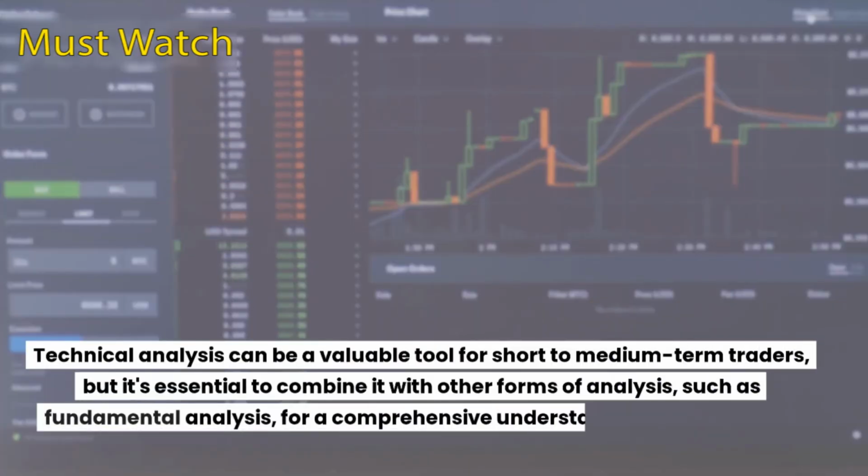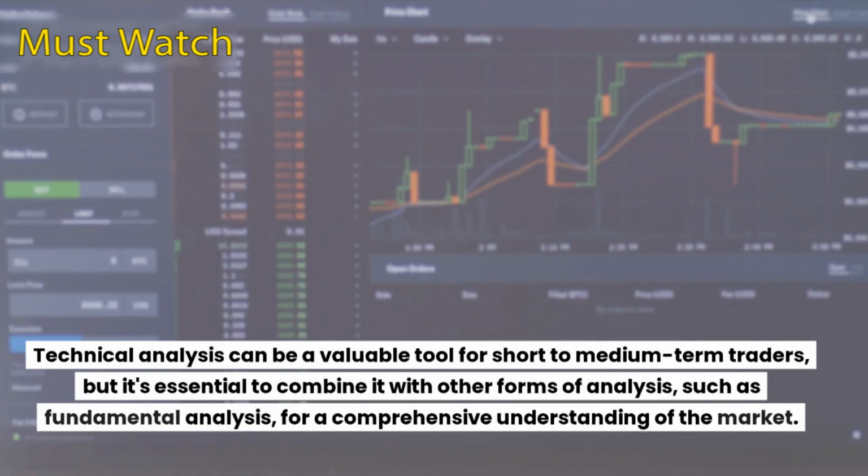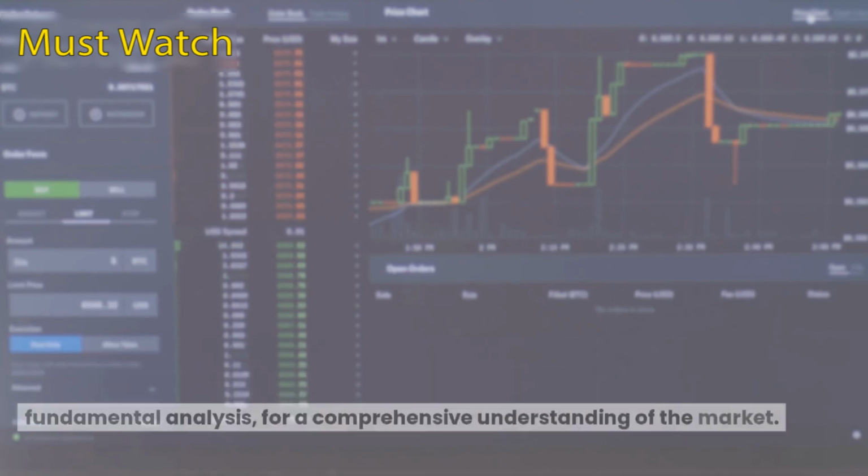Technical analysis can be a valuable tool for short to medium-term traders, but it's essential to combine it with other forms of analysis, such as fundamental analysis, for a comprehensive understanding of the market.